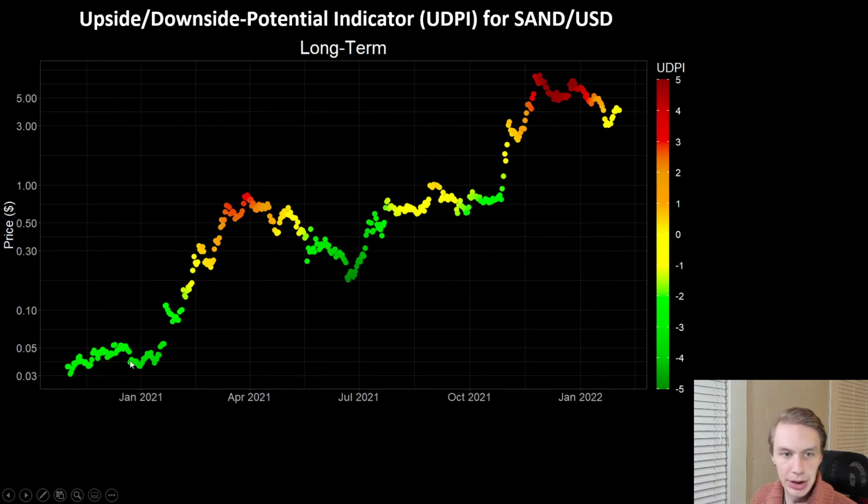What I'm showing you here is SAND's price history throughout time, with price on a logarithmic scale. Each dot is a day, and each day is color-coded based on the output of the UDPI. So again, high risk points, low risk points. And you can see that the UDPI does do a good job of identifying these high and low risk points in SAND's history, these points where accumulation has been advantageous and where distribution has also been advantageous.